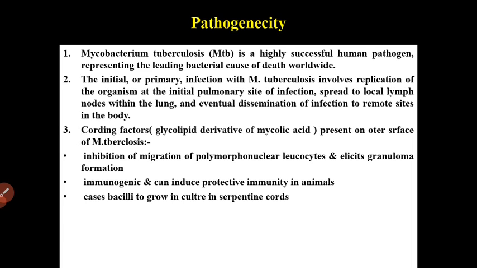Understood? Now, cord factor, a glycolipid derivative of mycolic acid, is present on the outer surface of Mycobacterium tuberculosis. Sorry, there is a spelling mistake over here. First, it causes inhibition of migration of polymorphonuclear leukocytes and elicits granuloma formation. Second, it is immunogenic and can induce protective immunity in animals. I am talking about the role of these factors, okay? Third, it causes bacilli to grow in culture in serpentine cords. Okay?